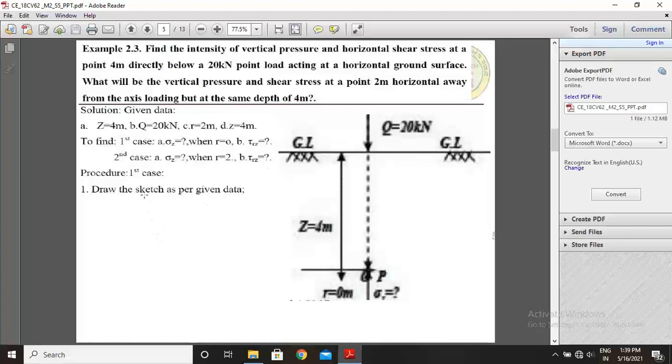Procedure. So in first case, draw the sketch as per given data. See, according to problems, this is ground level, this is point load Q equal to 20 kilonewton acting at a depth of Z equal to 4 meter, and here R becomes 0, so then P is along the axis of loading, and therefore sigma Z equal to how much.